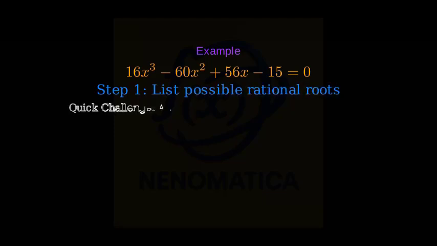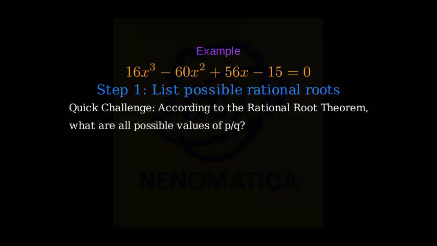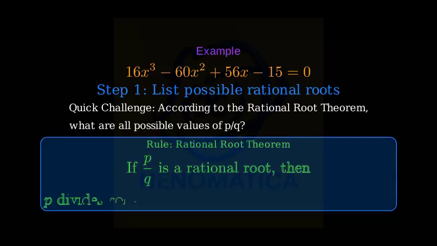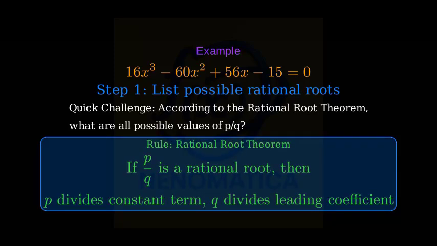We'll be working with the equation 16x cubed minus 60x squared plus 56x minus 15 equals 0. We'll solve this step by step following a specific algorithm. First, we'll use the rational root theorem to list all possible rational roots of our equation. According to the theorem, if p over q is a rational root written in lowest terms, then p is a factor of the constant term, and q is a factor of the leading coefficient.